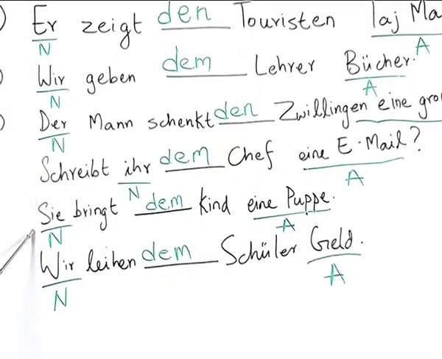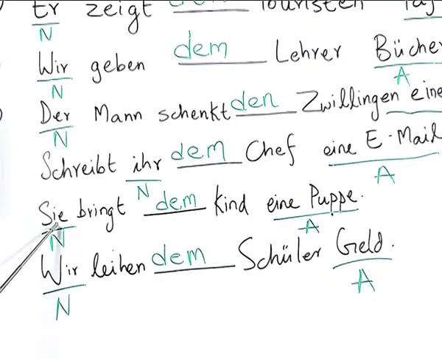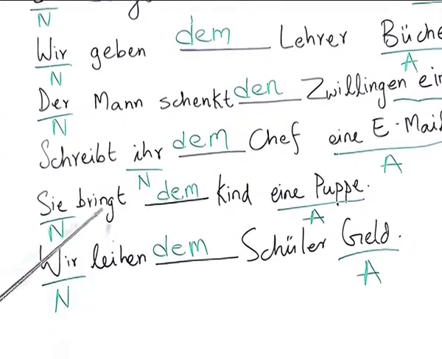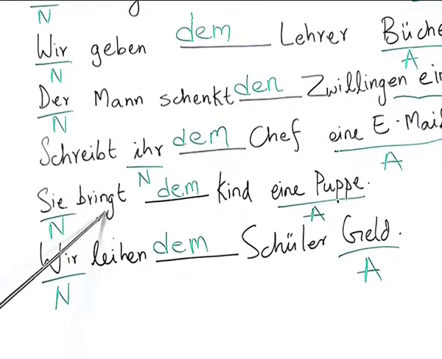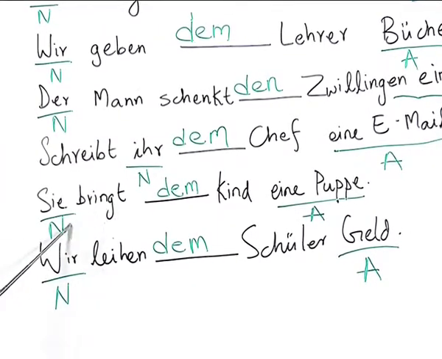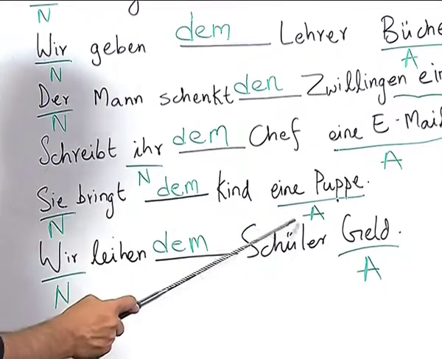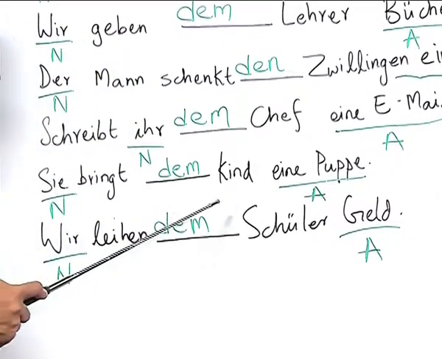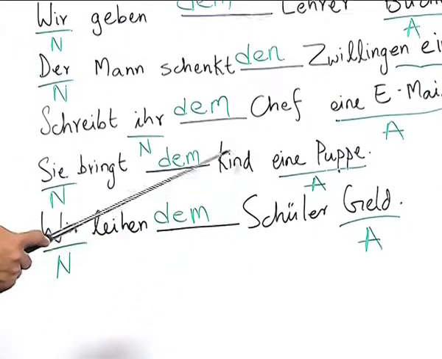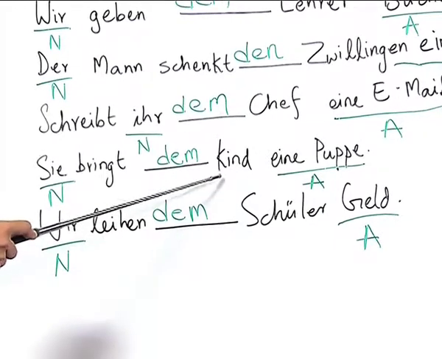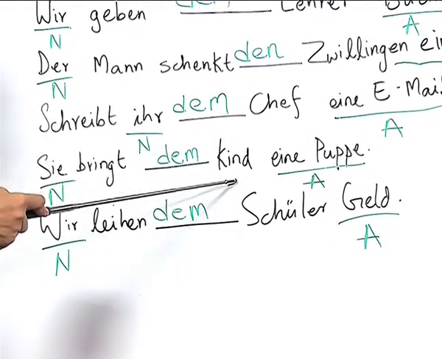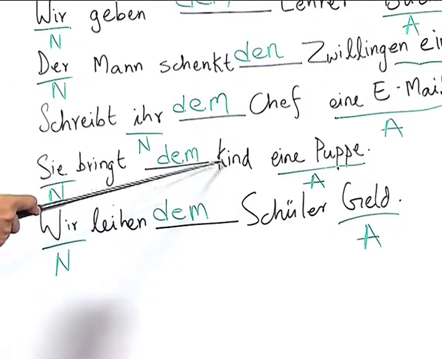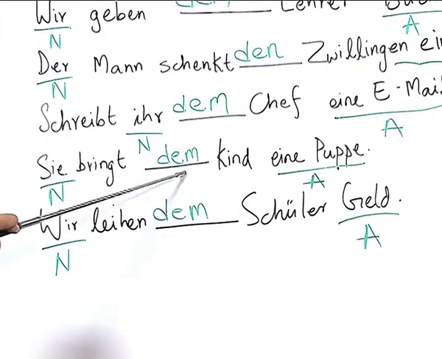Now, in sentence number 5, sie bringt dem Kind eine Puppe. Here we have the third person feminine pronoun in singular, sie, and we have the verb bringen, which means to bring, and it has been conjugated, as you can see. And now we have to ask the question, she brings. Now, the first question which comes to our mind is what, and that is accusative, that is eine Puppe. Puppe means a doll, and to whom does she bring the doll? That person becomes a beneficiary here, and here it is the noun Kind, which is das Kind, as you know the article, and das becomes dem in dative.